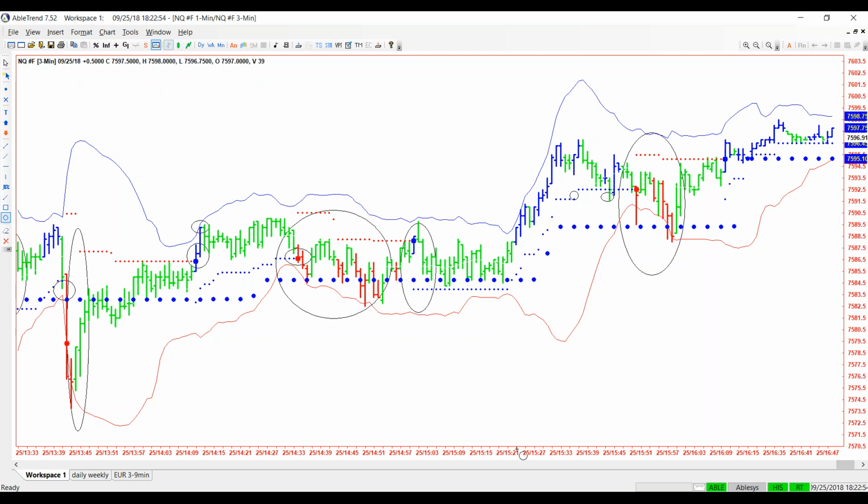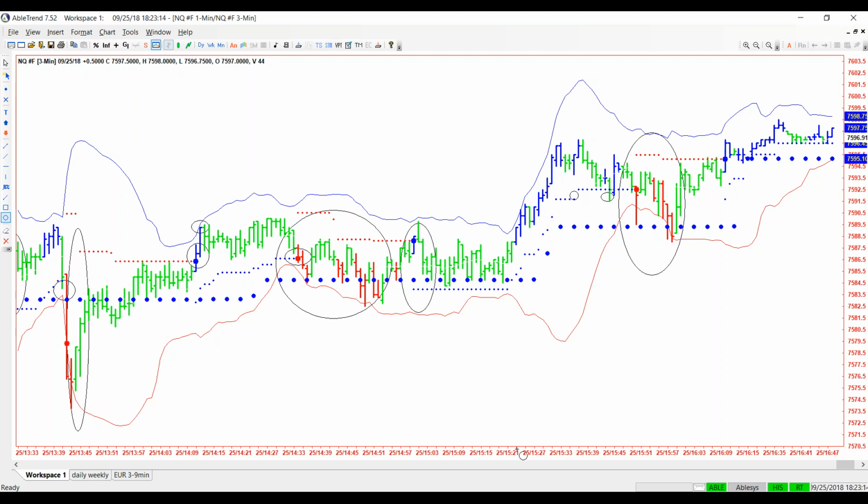Simply switch Abletrend TS for Abletrend 2 on the higher time frame. I think you'll find you'll like it a little bit better. Done a lot of testing on it, and it works a little bit better. So I'm always here to help. That's one of the reasons for these webinars, to update everybody on any improvements.